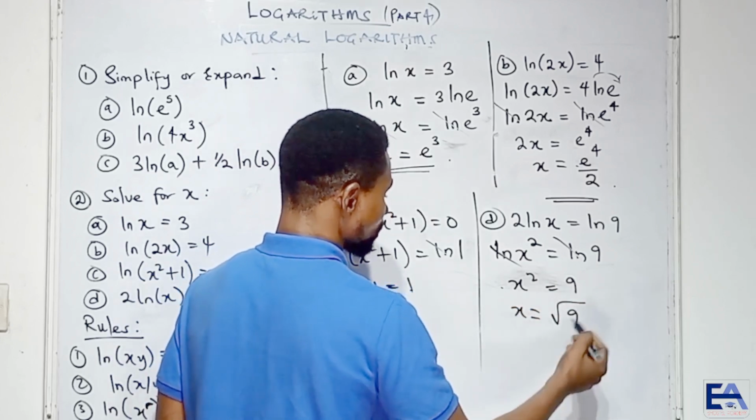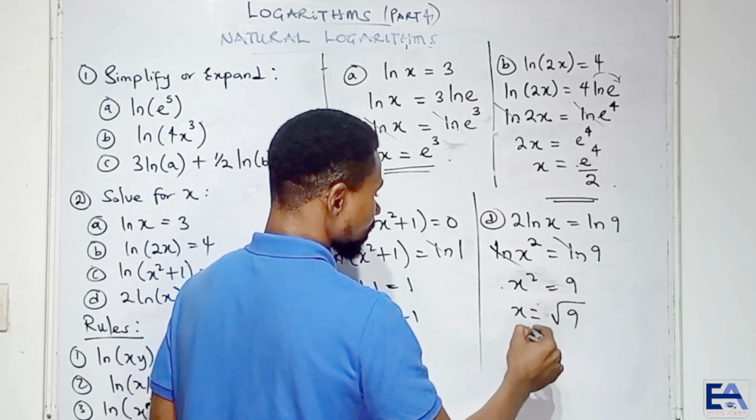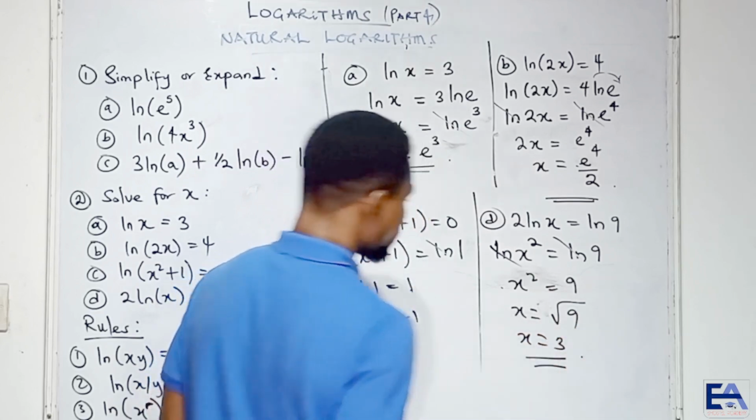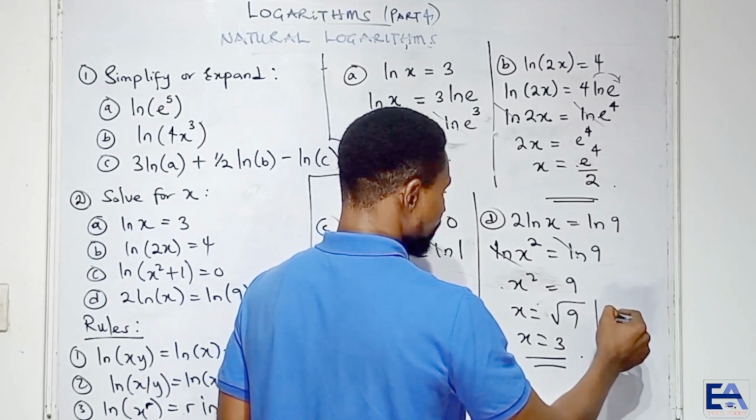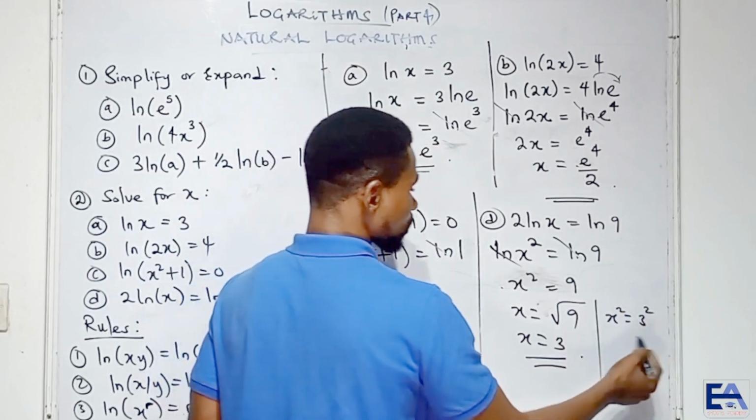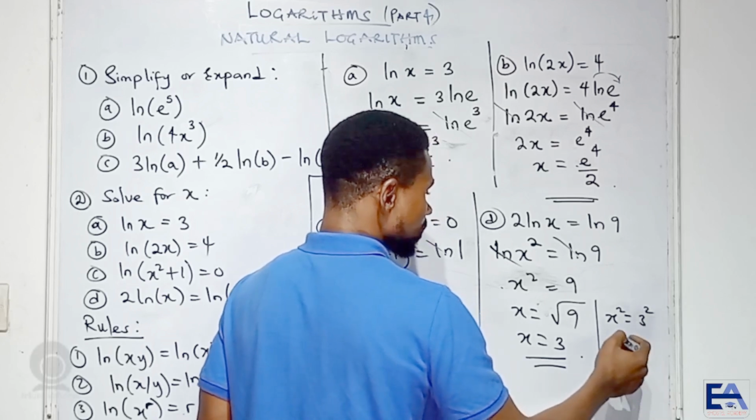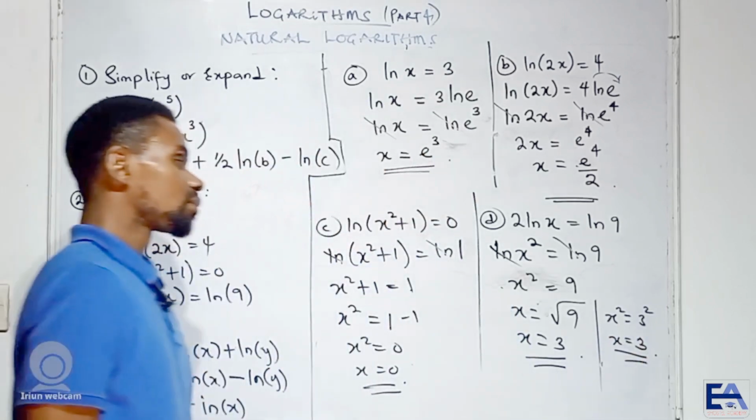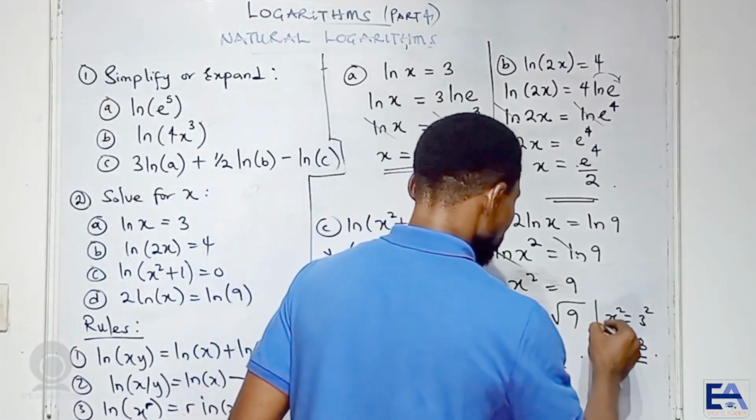We are interested in just the positive answer, so we don't need to say plus or minus the square root of 9. Just say the square root of 9, then x is equal to 3. Okay? And if you don't want to take it this way, you can still say x squared is equal to 3 raised to power 2, which is 9. And so, since we have equal power, then we have equal base, according to law of indices. So x is equal to 3. So that also works. Either way you want to do it, you are good.